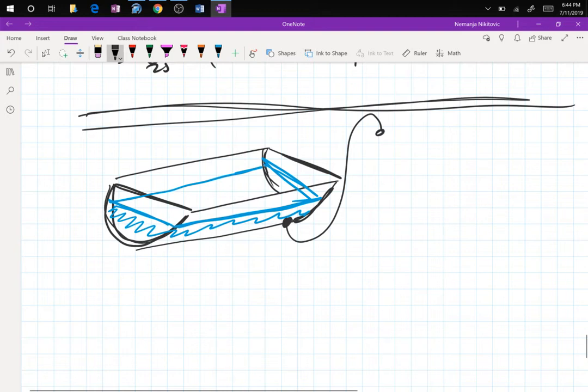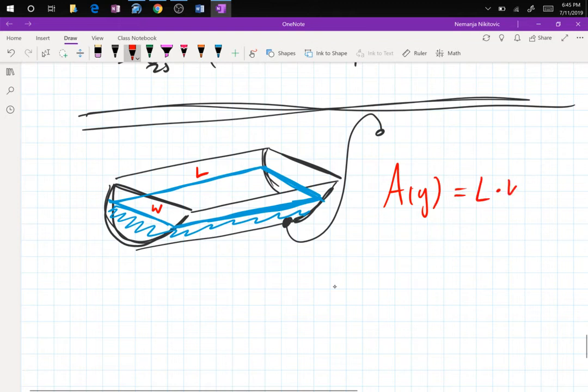Do we all agree that it's just a rectangle that we have to worry about? Right? This is a rectangle right here. Isn't it? It's just a rectangle. So it should be just length times the width. Awesome. So you have your length times the width. So your A of y is length times the width.